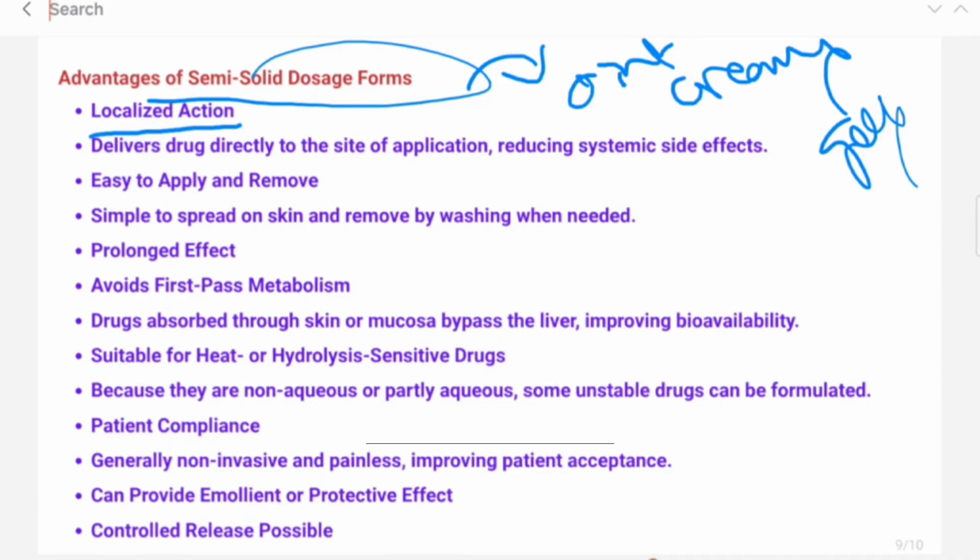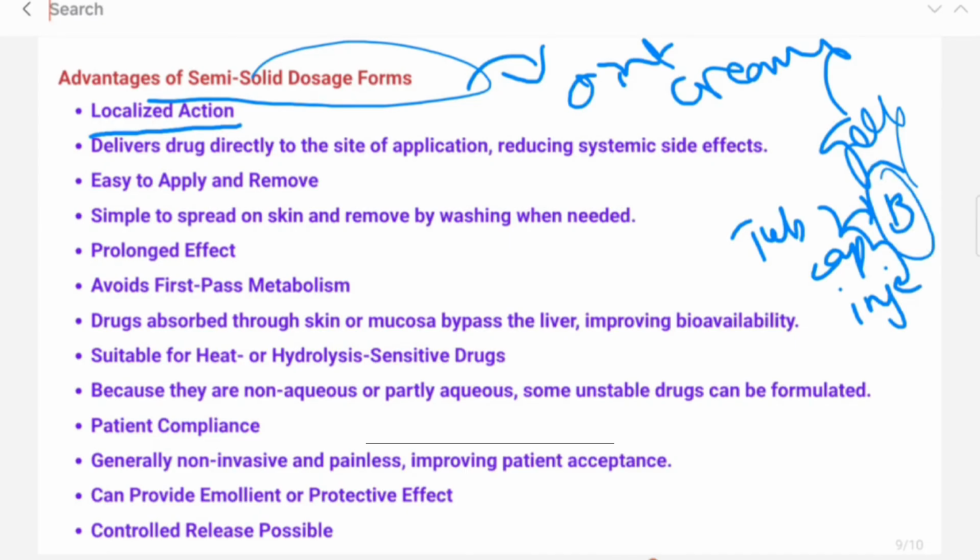For example, when we give a tablet or capsule, or when we give injectables, the effect of the drug is present on the whole body. But in case of ointments, we can achieve a localized effect, wherever it is necessary. For example, painkiller ointments: where the pain is, we can easily apply and achieve the local action.